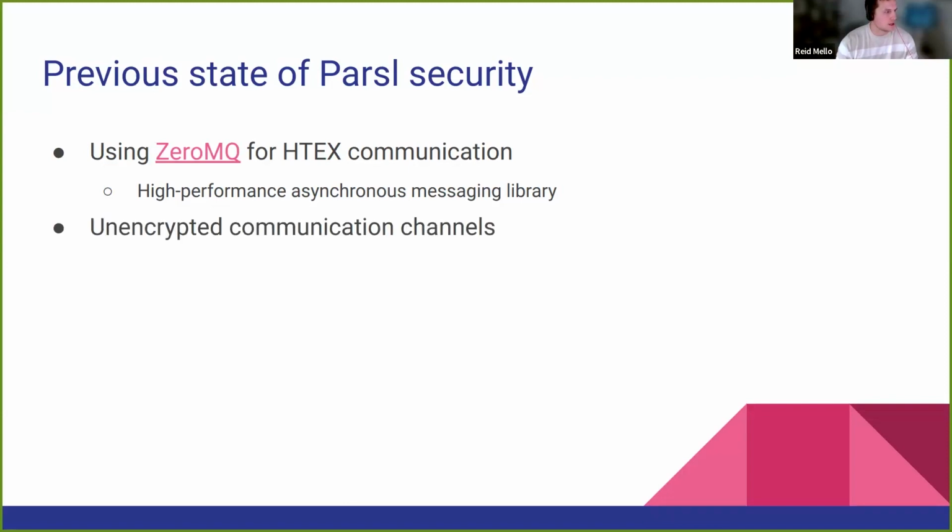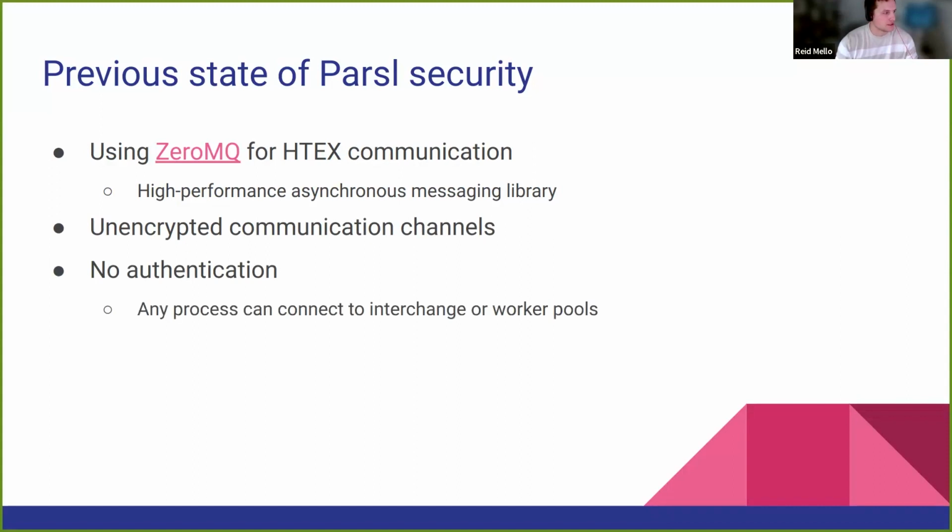But this gives us unencrypted communication channels. So we basically just have open sockets on a number of our processes, within sort of internal processes within the HTEX. There's also no authentication, so that means any process can connect to the interchange or worker pools. Again, this is all sort of within your network. So you have to deploy Parsl in a secure environment for these reasons. Otherwise, anything on the internet would be able to connect into your interchange or worker pools.